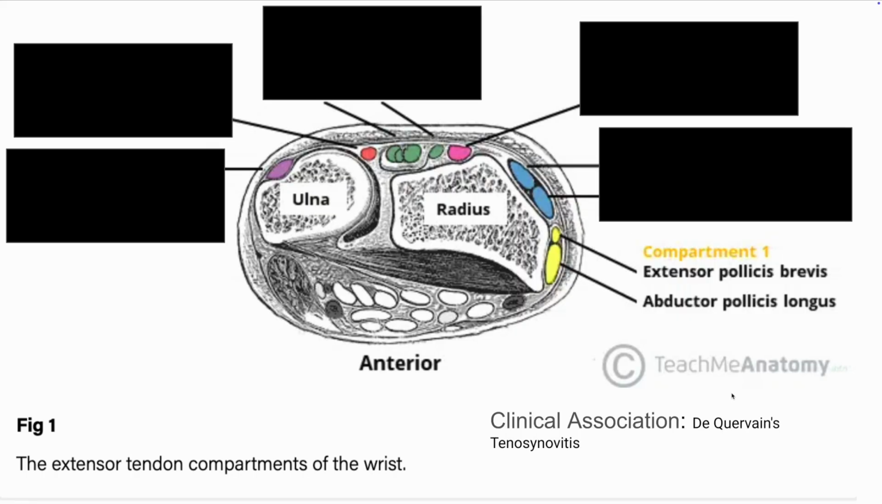For the first compartment, there is the extensor pollicis brevis, the abductor pollicis longus, and the high-yield clinical association is de Quervain's.